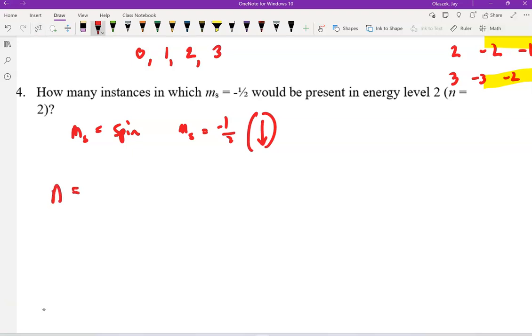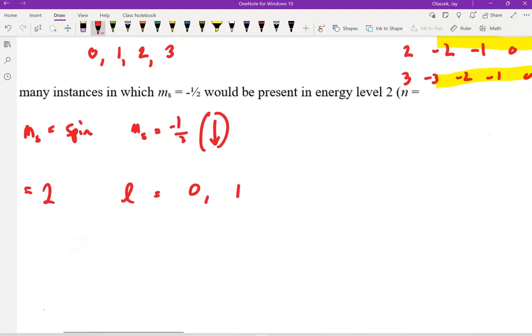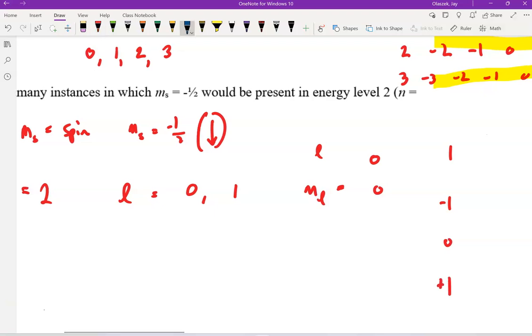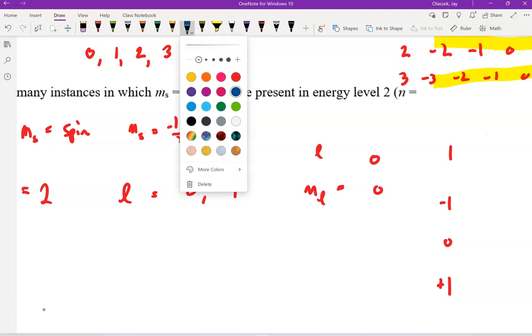We know N equals 2, and that means L can only be 0 or 1, anywhere from 0 up to N minus 1. It means our possible value for M sub L can only be 0, because that's the L value. If our L value is 1, then our possible values for M sub L are negative 1, 0, and positive 1. Each of these is an orbital that can hold 2 electrons.